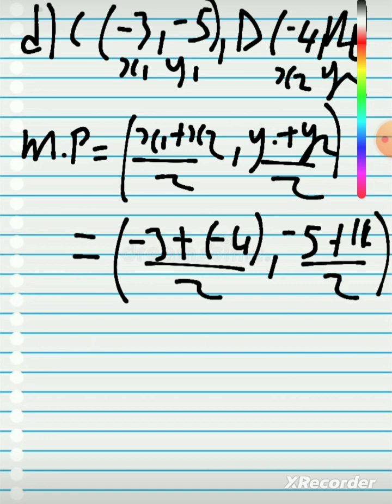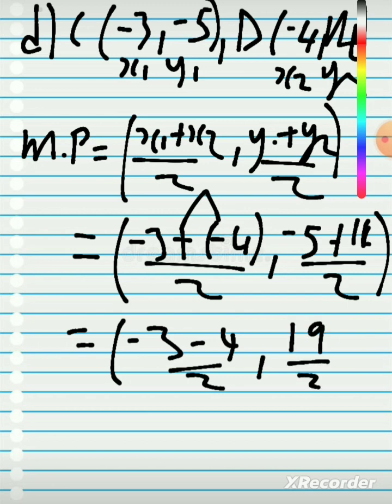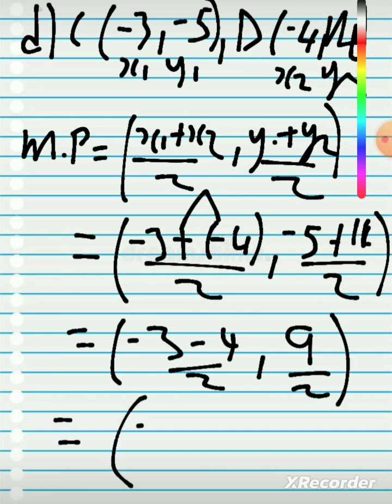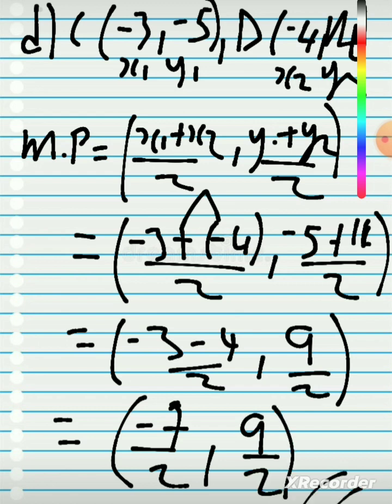Divided by 2. Okay, so it's going to be -3 plus -4 divided by 2, comma -5 plus 14 is 19 divided by 2. Ooh, is it that I'm tired? -5 plus 14 is not 19. Okay, -5 plus 14, it's 9. 9 divided by 2. So from here, -3 minus 4 is -7 divided by 2, comma 9 divided by 2. So we can leave it here.